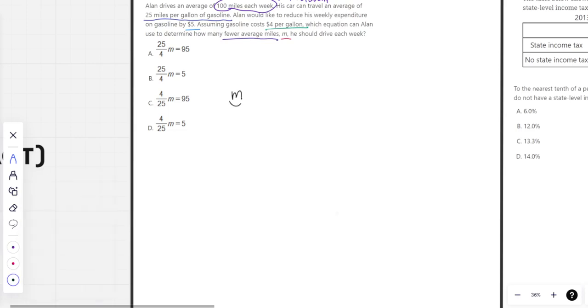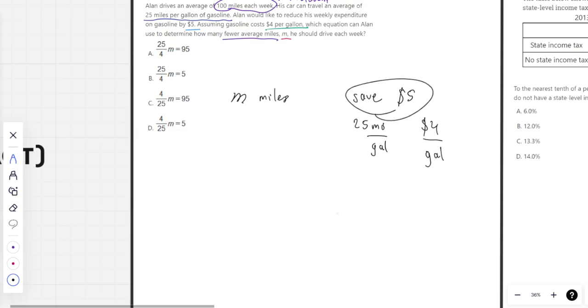Let's say we have M miles. That's what we're trying to solve for. And I'm going to keep all the units for my stuff here. So M is in miles. We want to save $5 by driving M fewer miles. We have 25 miles per gallon of gasoline, and gasoline is $4 per gallon.